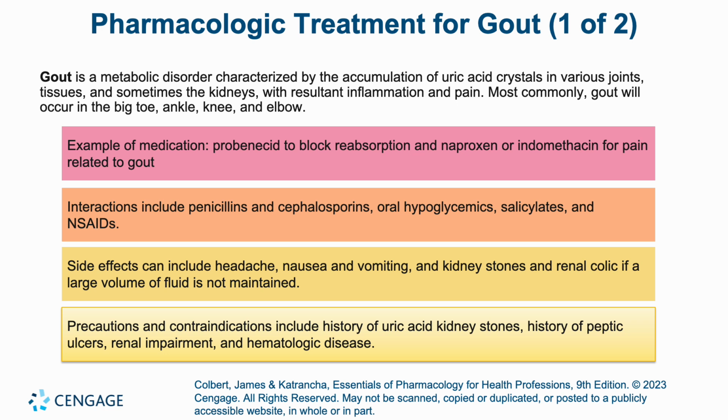Side effects include headache, nausea and vomiting, and kidney stones, as well as renal colic if a large volume of fluid is not maintained. It's very important when we're taking these medications or when we have gout that we are drinking a lot of fluids. Precautions and contraindications include history of uric acid kidney stones, history of peptic ulcers, renal impairment, and hematologic disease.